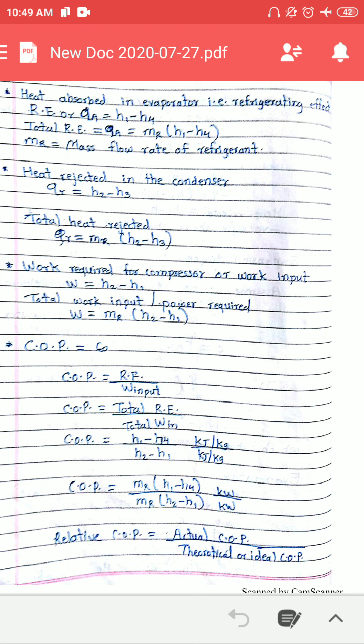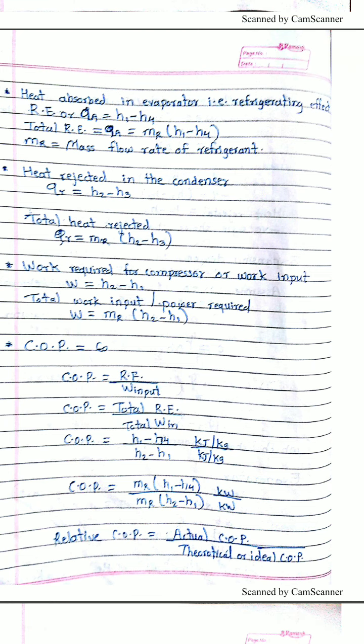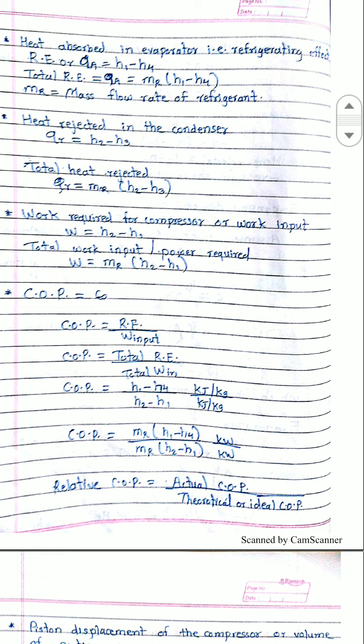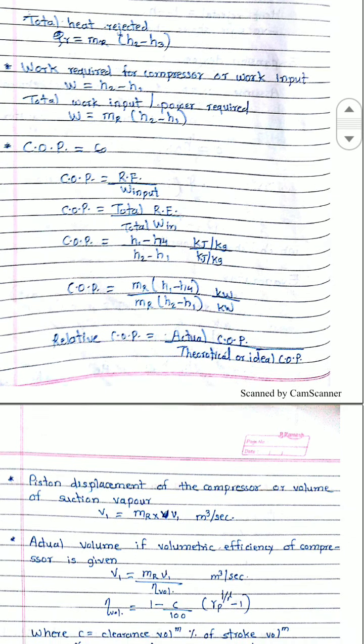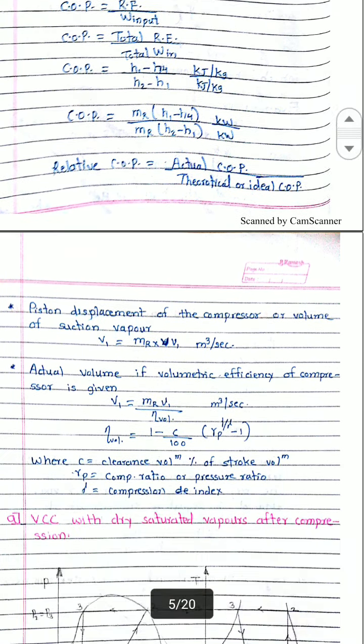Similarly, you can calculate the relative COP, the actual COP divided by the theoretical COP. Actual COP can be calculated directly from the system performance, and theoretical COP can be obtained from the pH chart. So these are the formulas for the calculation of the COP.